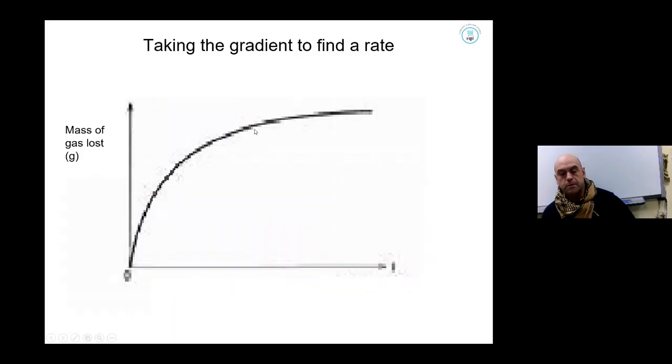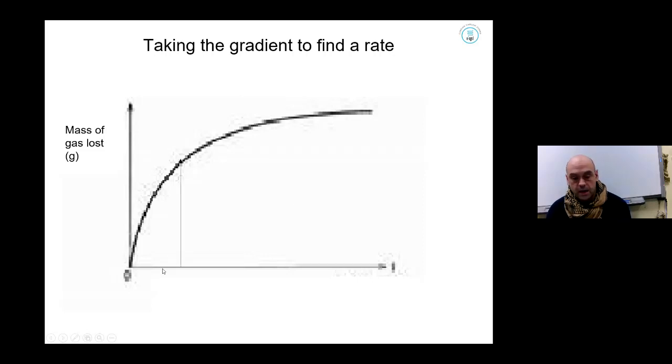So what do we do with these curves then? Well, what we do is we take a gradient of the curve. And what that gradient does is it tells us our rate of reaction. Now, hopefully you're good at taking gradients. I think it's a skill. I think it's something that you definitely need to practice. So if I was you, I'd look at the question bank on rates and try and practice taking gradients.